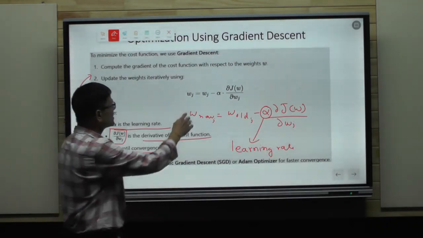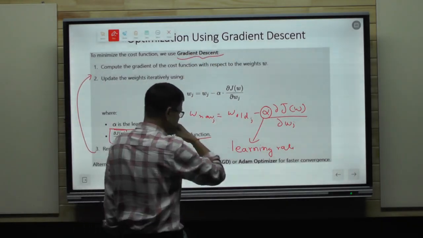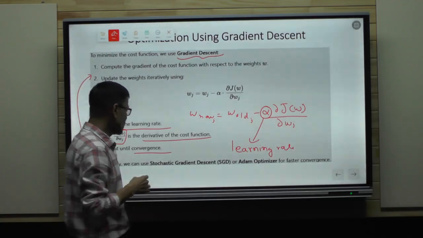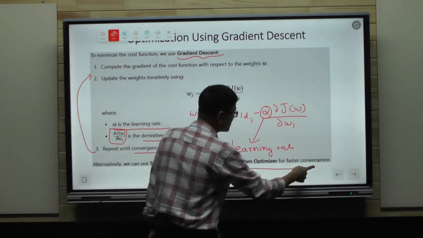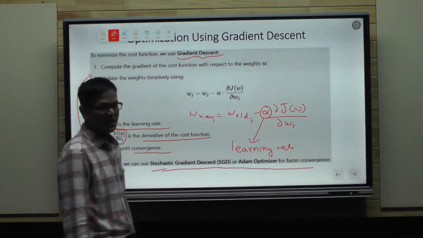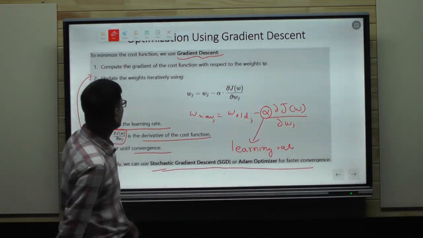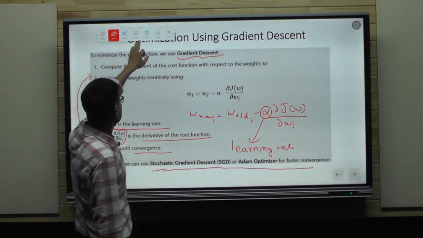Gradient descent is not the only algorithm. You can use stochastic gradient descent or the Adam optimizer also for faster convergence. There are many algorithms that can achieve the same effect.